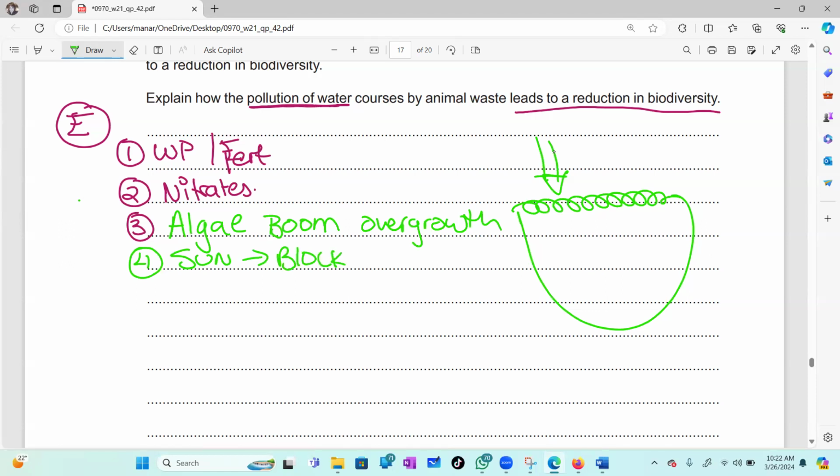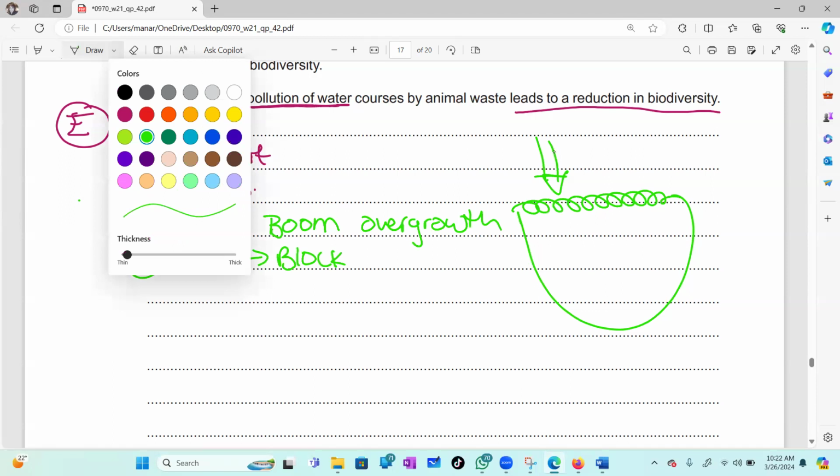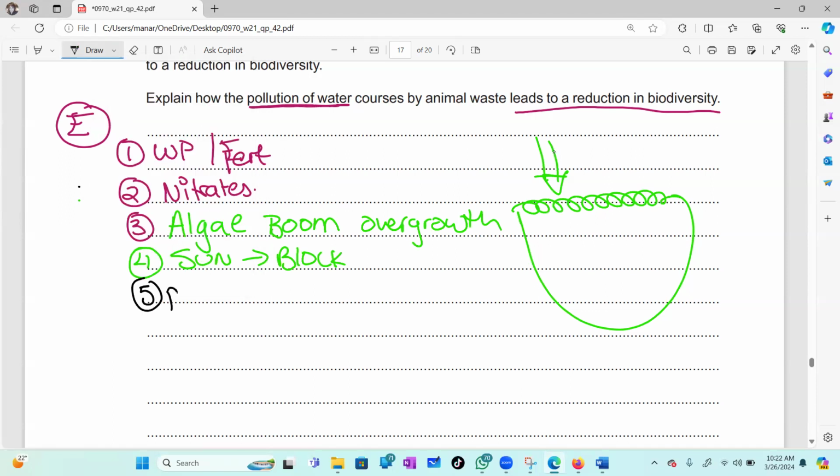What will this do to the plants in the river? They're going to die. Excellent. The plants will die. And after anything dies, it will be what first? Decomposed. Excellent. When they are decomposed, like you said, the oxygen levels will decrease, oxygen depletion.